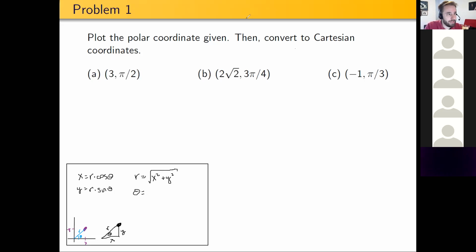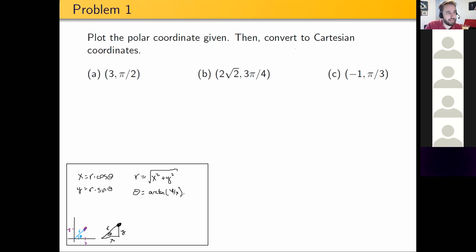And so the tangent of theta is equal to the opposite divided by the adjacent, right? So SOHCAHTOA, so tangent is opposite over adjacent. So tangent of theta is y over x. And so theta is equal to the arctangent of y over x.